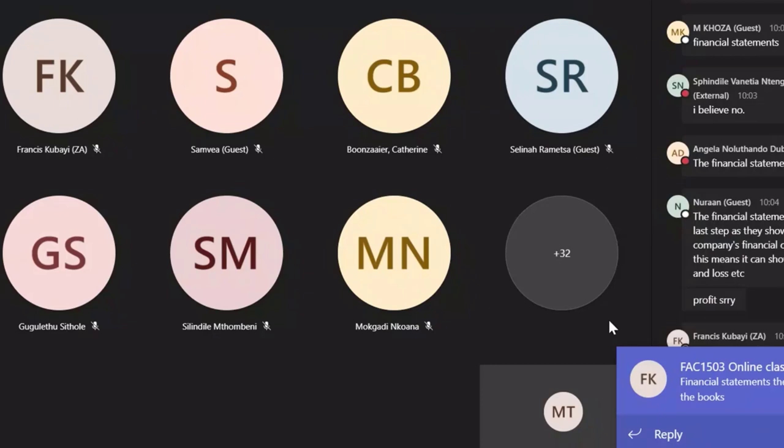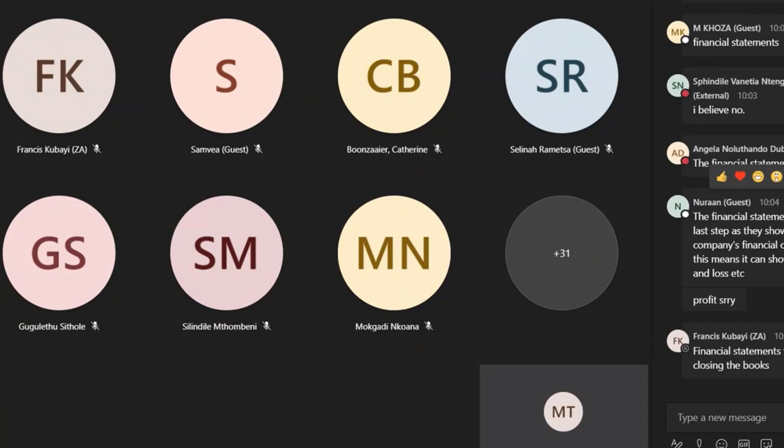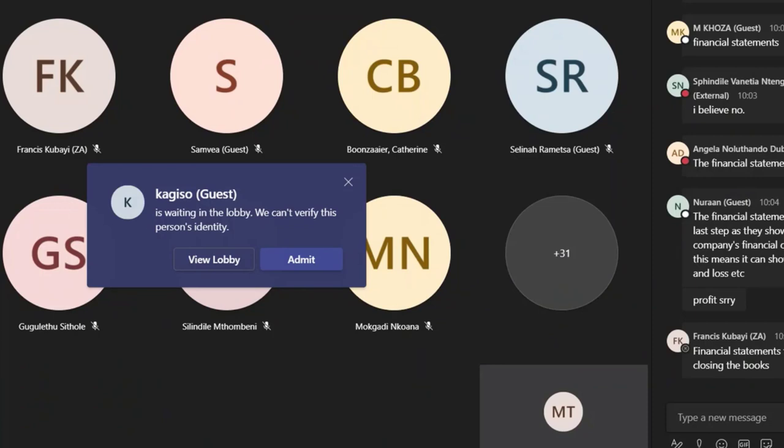So the income statement will show the company's performance for the accounting period, and then the balance sheet will show the financial position for the financial period. Financial statements are normally those that are audited by auditors. So the auditors will be auditing the financial statements.